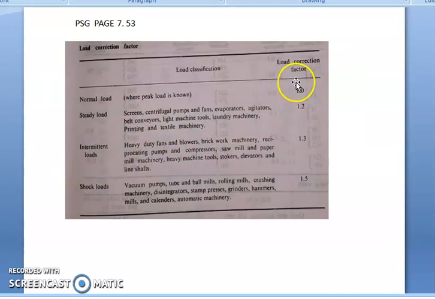Then here, this is actually the load correction factor, that is the service factor. So based on the applications, if it is a mill or a rolling mill, we go for a load correction factor of 1.5. Suppose if it is a centrifugal pump or fan, we go for a load correction factor of 1.2. So likewise we have to select.